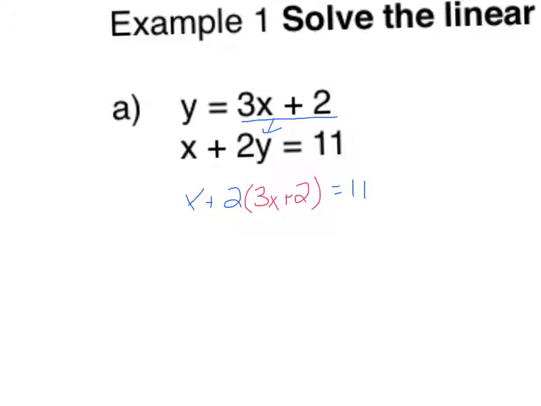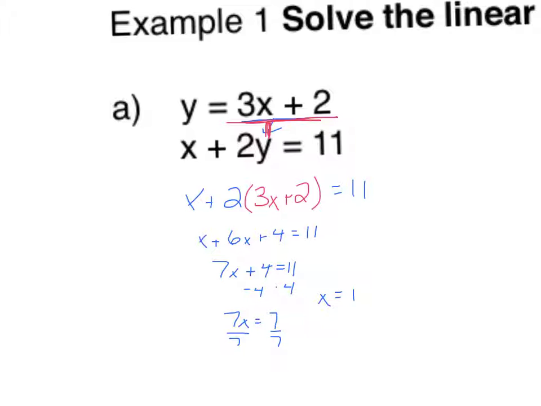So again, like I said, I took this value right here and I plugged it in for the y right here. Once I do that, I can just solve by distributing. So x plus 6x plus 4 is equal to 11. I combine like terms, 7x plus 4 equals 11. I subtract 4 from both sides. I have 7x equals 7. I divide both sides by 7, and I get x is equal to 1.